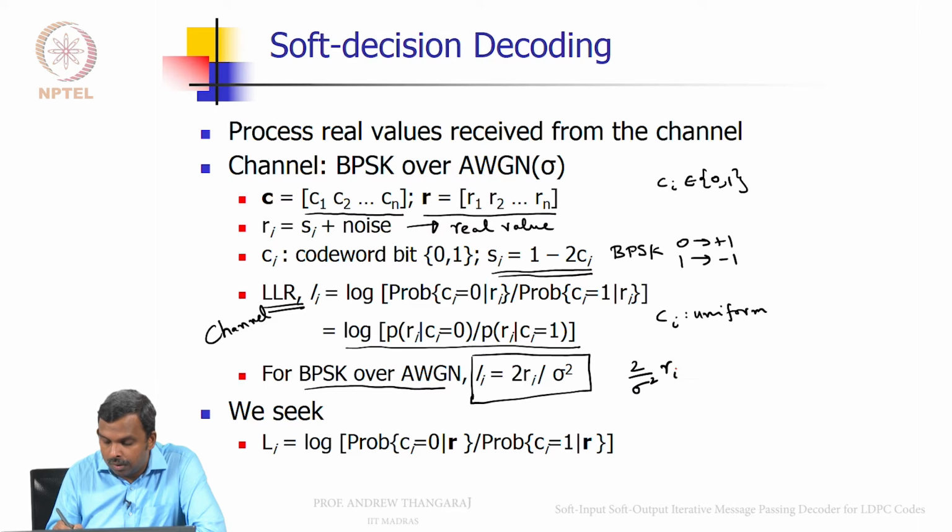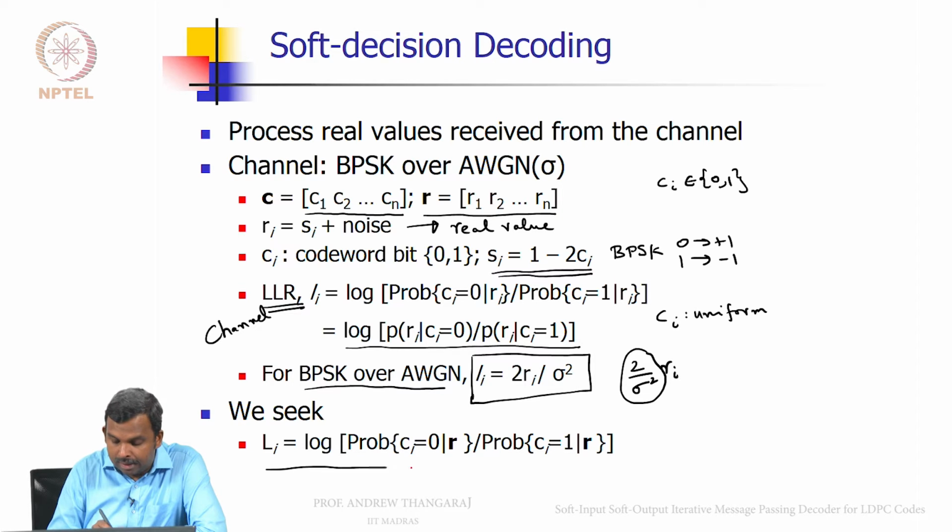So this part either needs estimation or usually can be ignored. You can just simply set it as 1 in your decoder. Okay, so we will do that later on. So, what we seek is the output LLR, where here you have the entire received vector.